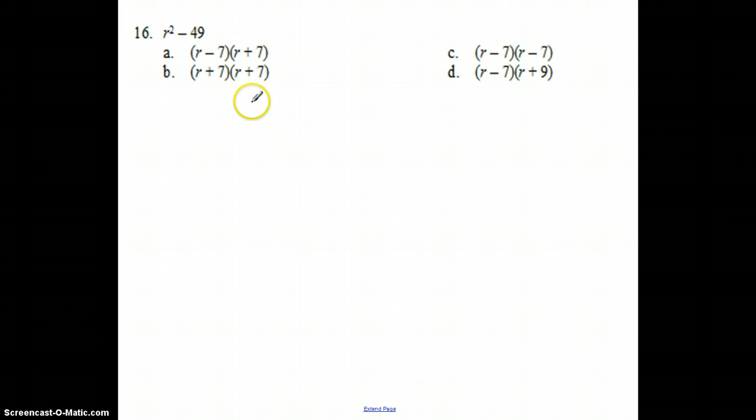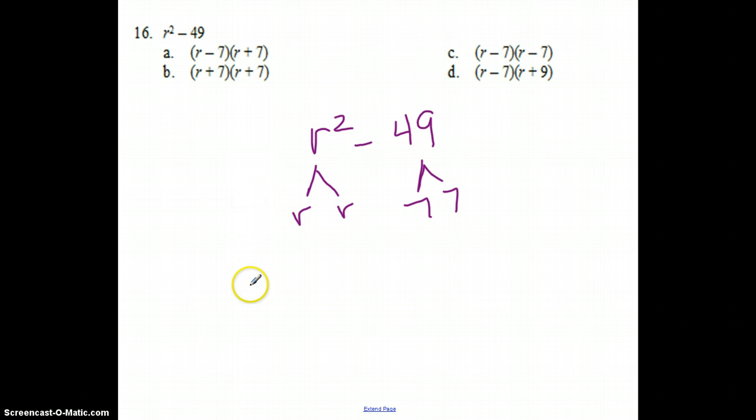Okay, I think we have just a couple more here. On this one, r squared minus 49. These are one of the special cases again. And I notice that both of these are perfect squares. r squared is r and r. 49 is 7 and 7. So this is one of those where one time it's plus and one time it's minus. That's why there's no middle term, because that happens. So on 16, that means my answer is A.